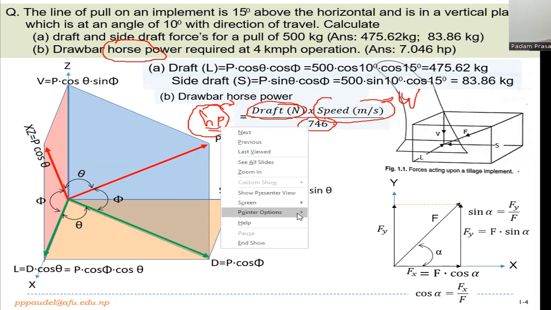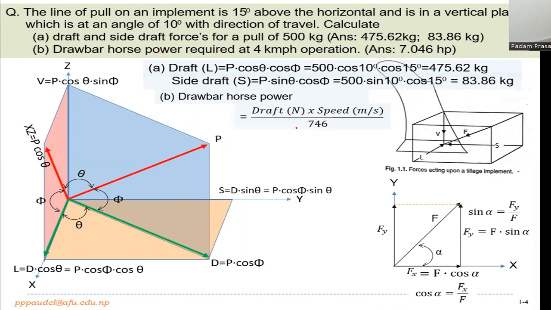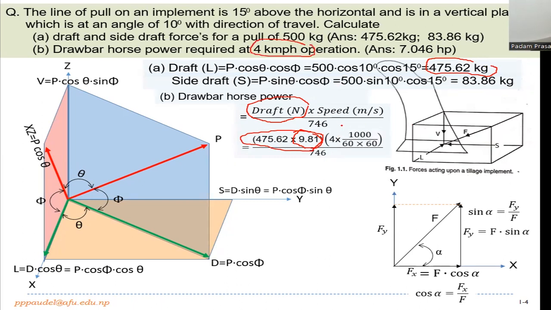Okay, and always take care that the force here should be the draft. The draft given here, which we calculated, is 475.62 kg, and if you multiply it with the acceleration due to gravity, 9.81, then you can convert it to Newton. Then the speed is given here, that is 4 kilometer per hour.